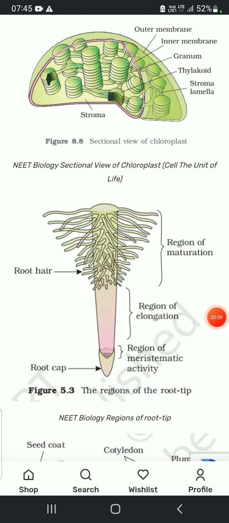Root hairs are unicellular, and the region of meristematic activity has dense protoplasm and is vacuoleless. And we have the region of elongation, which has large vacuoles. As we go upper it is called proximal, and as we go below it is called distal.